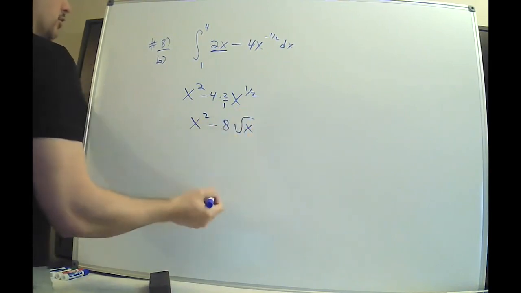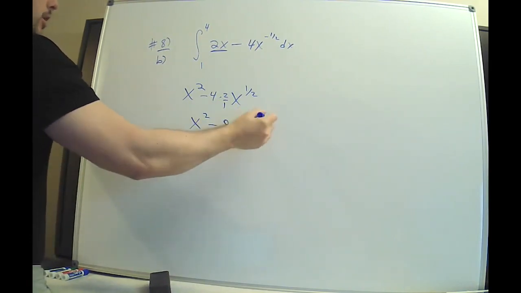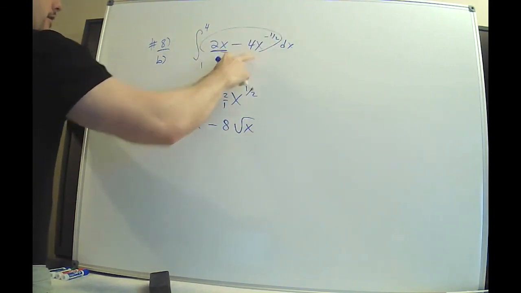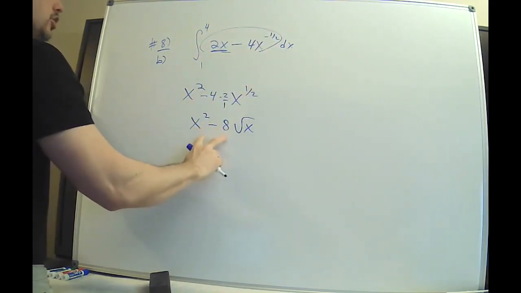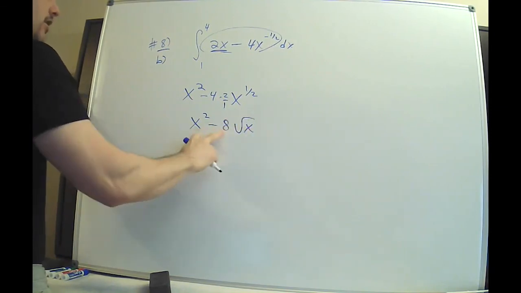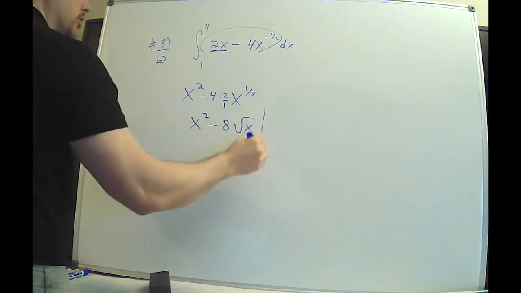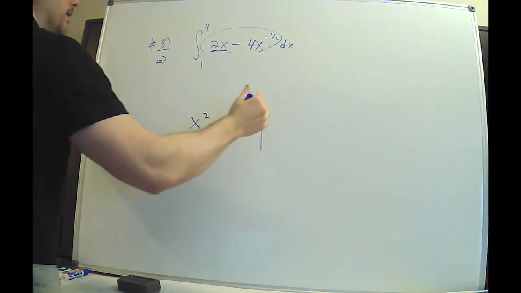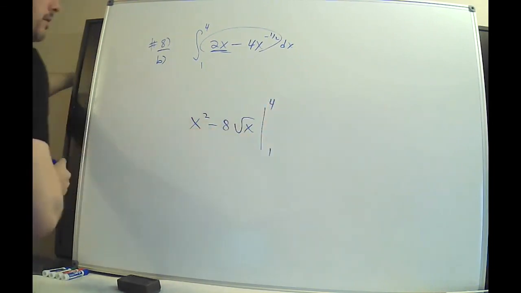And now here's where a lot of you screwed up. You put a plus c or you put a dx. What dx? This is a derivative. This is the original function you started with. There's no dx here. This is not a derivative. This is the original guy. This is your antiderivative. But you want to put the line there to indicate that you are about to plug in the number 4 and the number 1.